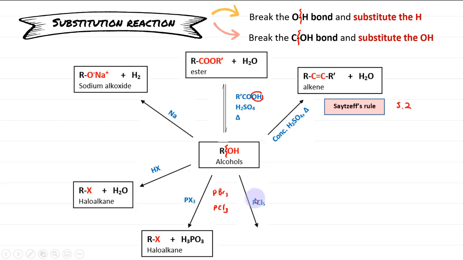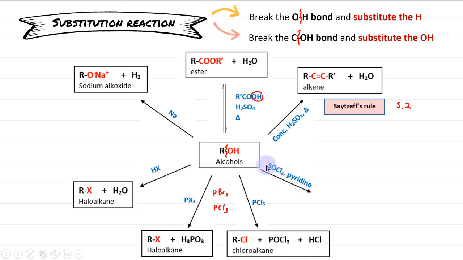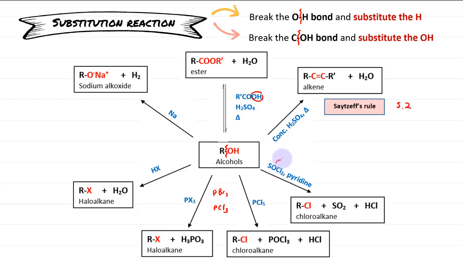And then the next reaction is with PCl5, only PCl5. You're going to produce a chloroalkane, with side products POCl3 and HCl. And then lastly, reaction with SOCl2 in pyridine solvent. You're going to expect a chloroalkane with the side products SO2 and HCl. For this SOCl2, it has a name, thionyl chloride, so please jot down the name as well. And pyridine is the solvent. Still, we're using Cl only to replace the OH with chlorine.